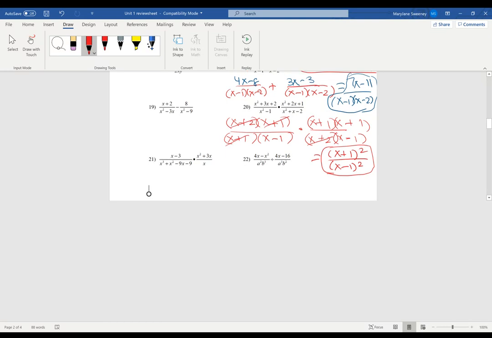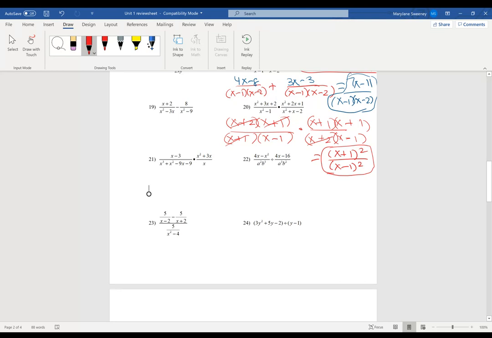22 is dividing fractions. So when we divide fractions, we're going to do our keep, change, flip, or multiply by the reciprocal. I'm going to start factoring as well. So I pull out an x. Multiply by the reciprocal. I'm going to pull out a 4 as I'm flipping that second fraction. 4 minus x and x minus 4 cancel to a negative 1 over 1.